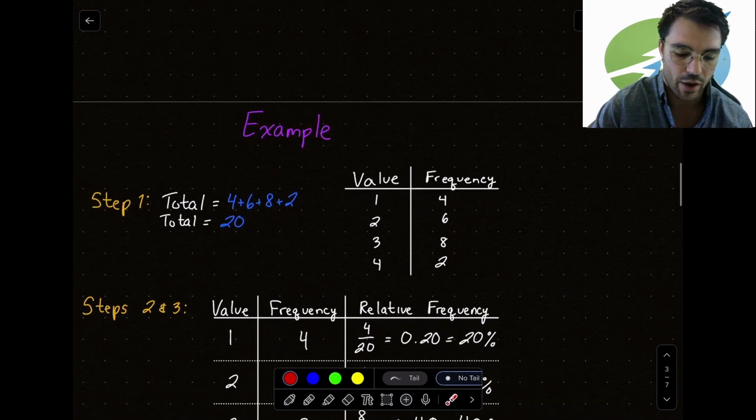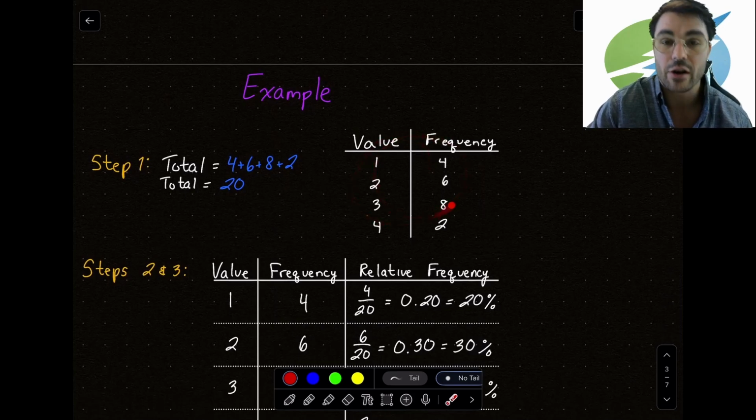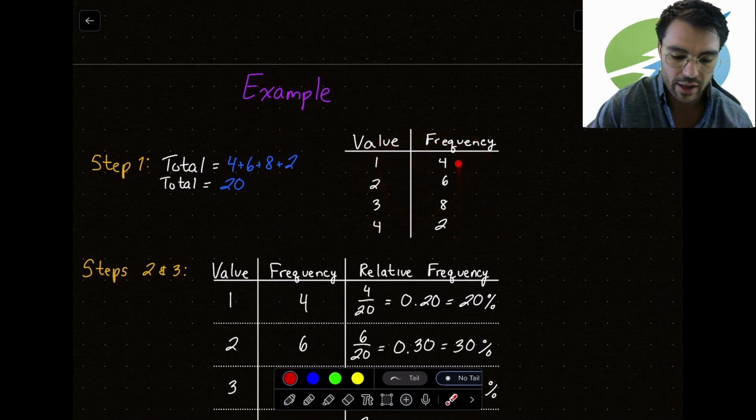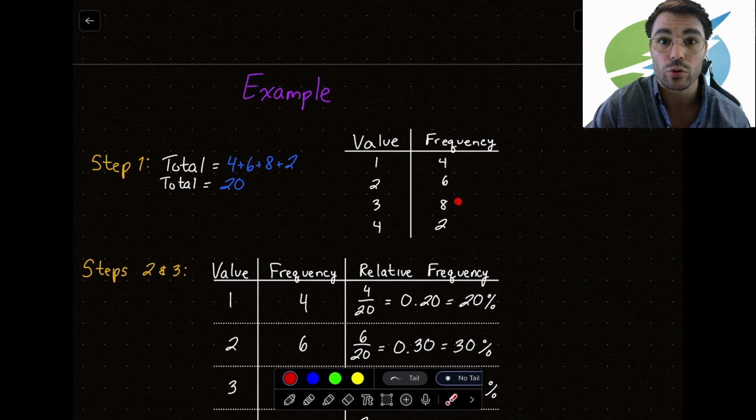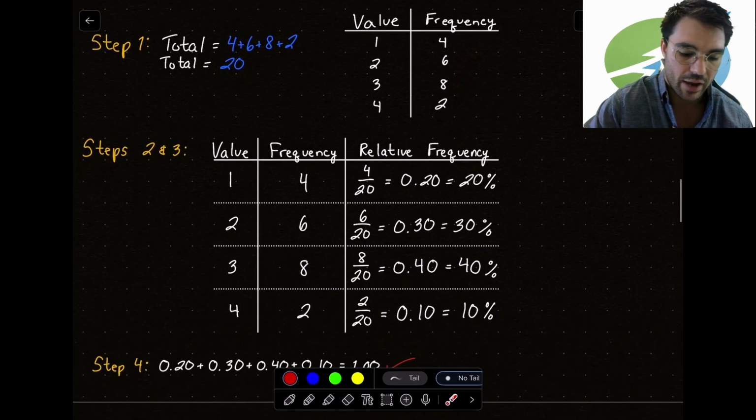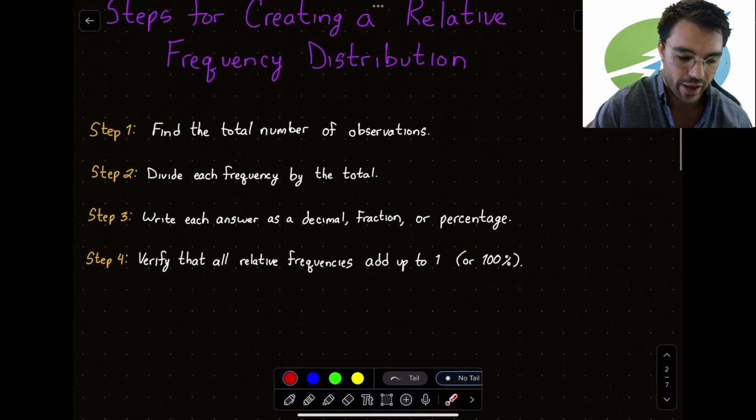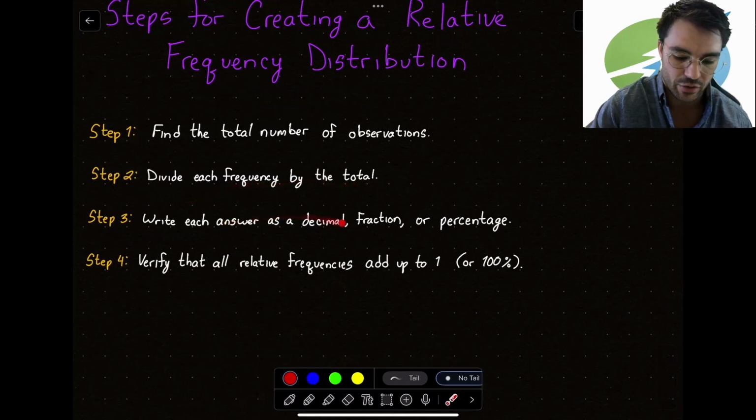All right, and here we have an example. So here is the frequency table we have listed before. Step 1, count up the total frequencies, okay? 4 plus 6 plus 8 plus 2 equals 20. So we have 20 total frequencies. I combine steps 2 and 3 here, which we have as divide each frequency and write each answer.